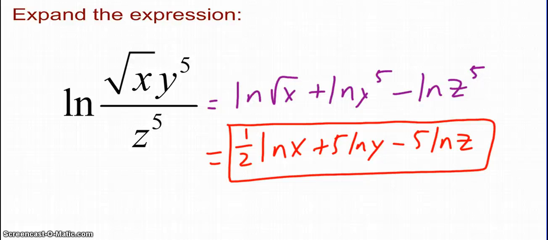So first, I recognize that here I have multiplication, and then obviously this is division. So I can separate this into three separate logs. Natural log of the square root of x plus the natural log of y to the fifth minus the natural log of z to the fifth. Now bring down each exponent. Remember, square root of x is the same as x to the 1/2. So I bring a 1/2 down in front, and I get 1/2 natural log of x plus 5 natural log of y minus 5 natural log of z.